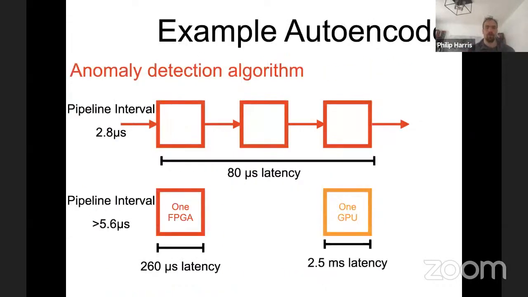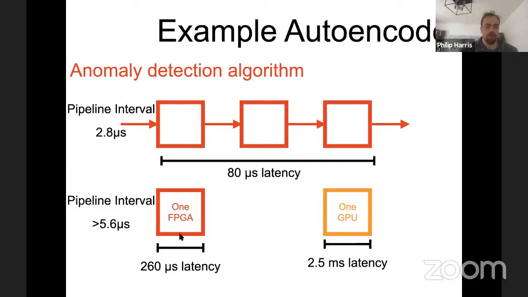So we did a few examples. Here's an example to do anomaly detection at the LHC. It just looks for anomalies in the data and takes in a whole event. And let's say on one GPU, if you were to run this, it takes 2.5 milliseconds per event. If you were to just take this algorithm and run it on one FPGA with HLS4ML, it would take about 260 microseconds. So this is a fairly large network. It's about 500,000 weights. So it's not a very tiny network.